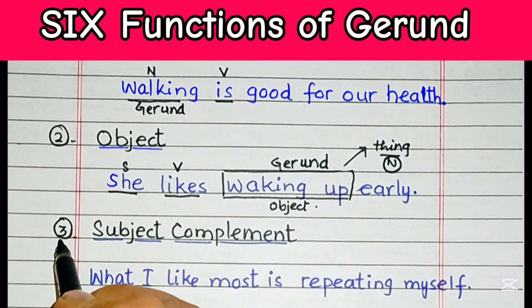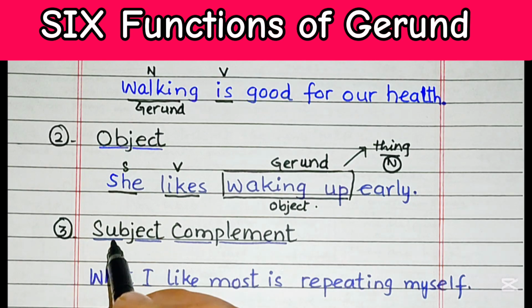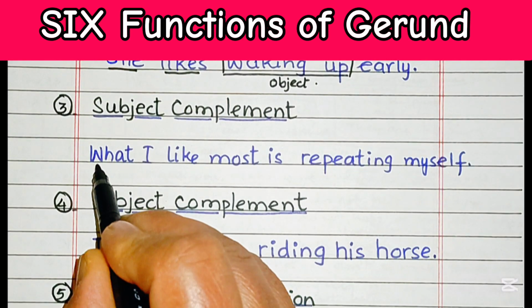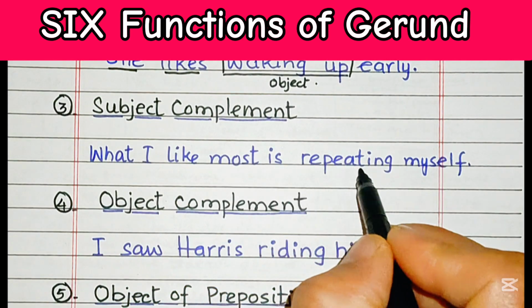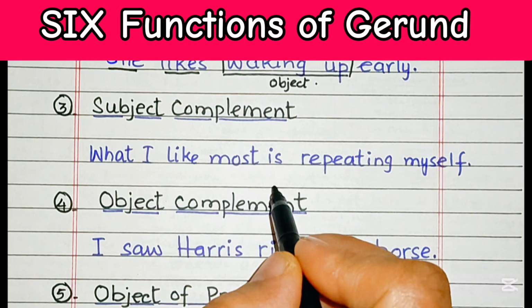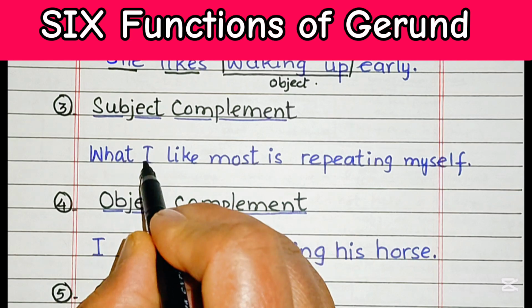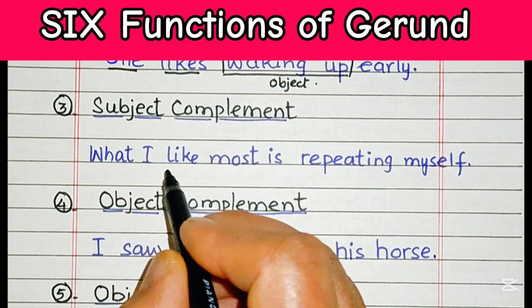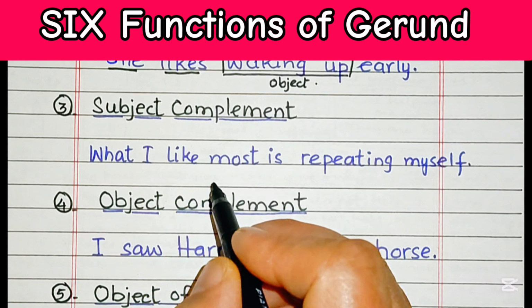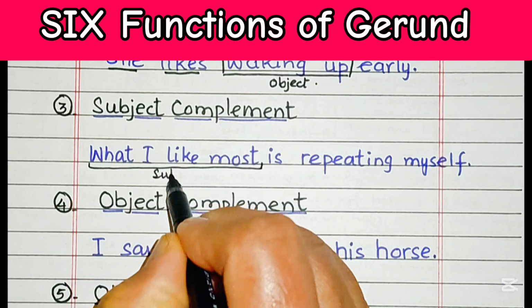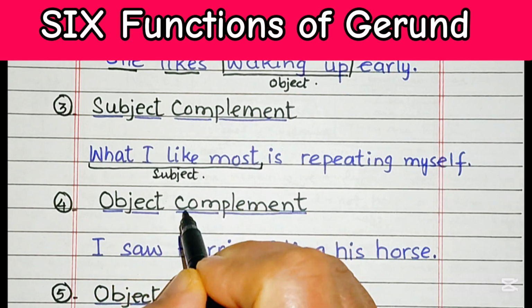So let's look at the third function that a gerund can have: subject complement. The sentence is, what I like most is repeating myself. So what is the subject of this sentence? Is it I? Is it most? Is it what I? No. Here is the subject of this sentence. This is actually the subject in this sentence.